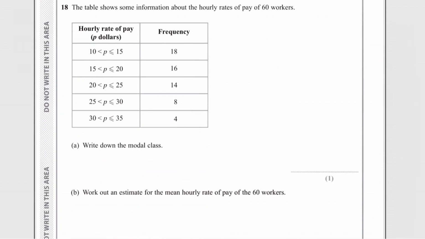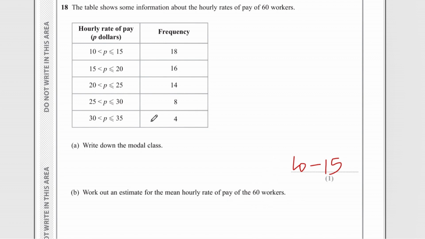All right, so let's come to this one. Write down the modal class. Modal is the one with the highest number. Okay, so which one has the highest number? It has to be class of 10 to 15. Okay, so class 10 to 15 is the modal class. All right, work out an estimate for the mean hourly rate.